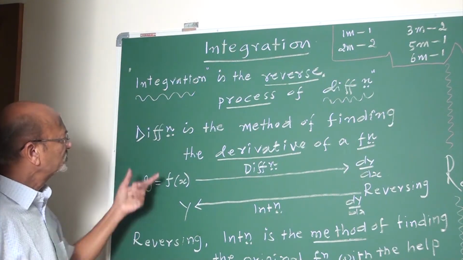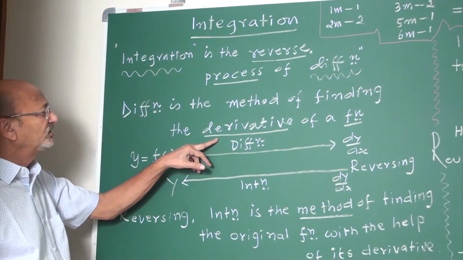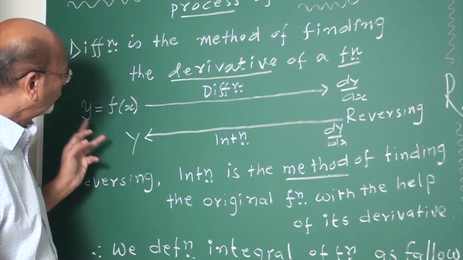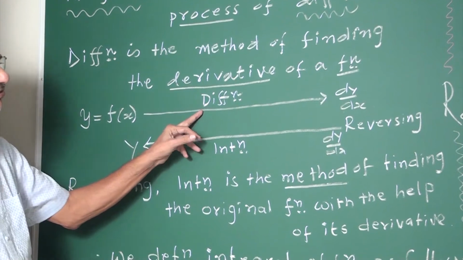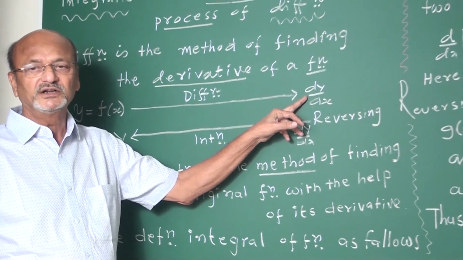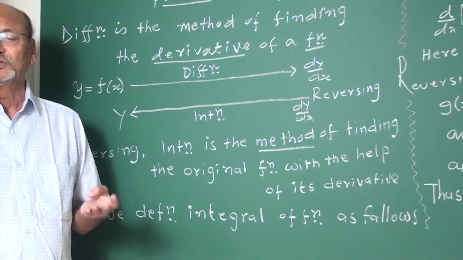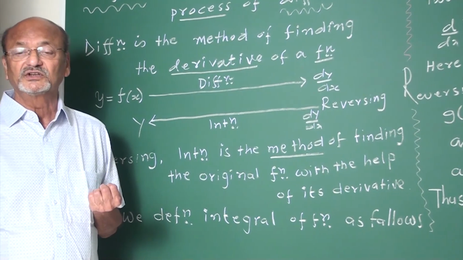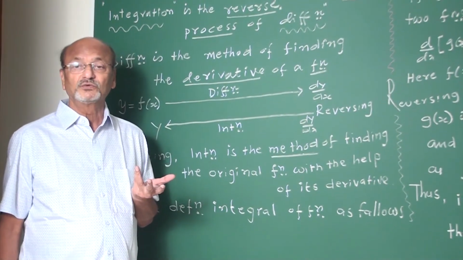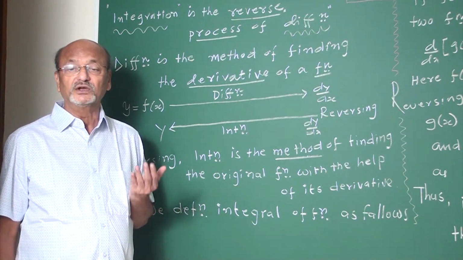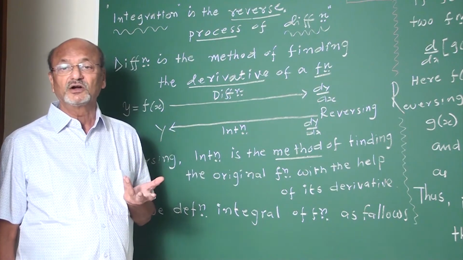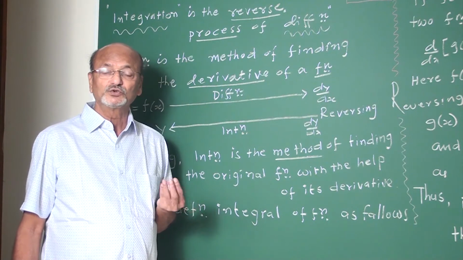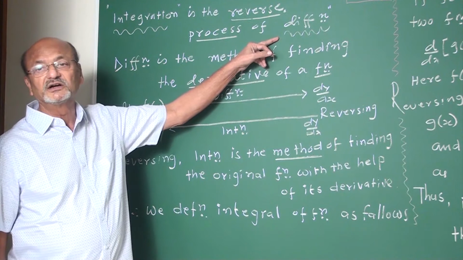What is differentiation? Differentiation is the method of finding the derivative of a function. If y equal to f of x is a function, it is a method of finding its derivative dy by dx. We have done derivatives of algebraic, exponential, logarithmic, trigonometric and inverse trigonometric functions; derivatives of u plus v, u minus v, the product formula, u v and u by v; and derivatives of implicit functions, parametric functions, logarithmic differentiation. So many varieties of examples we have done under differentiation.